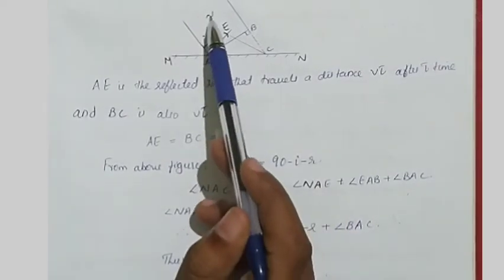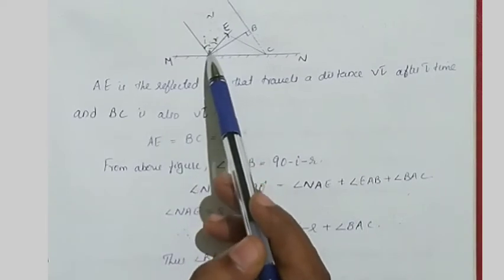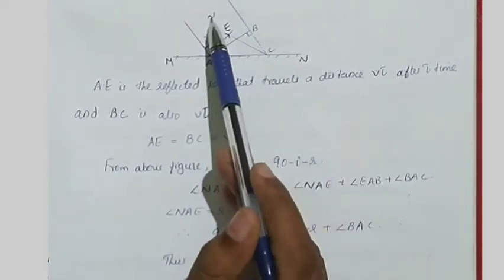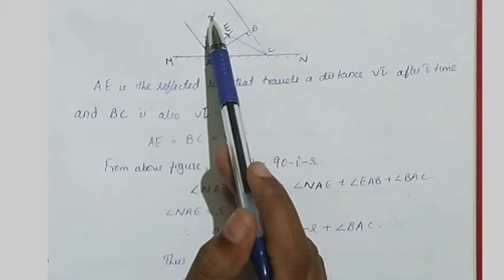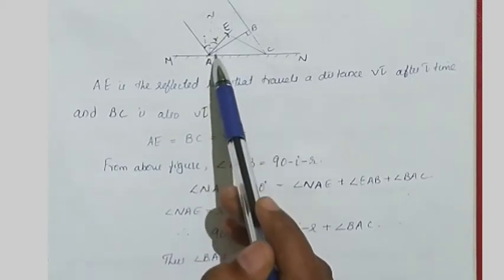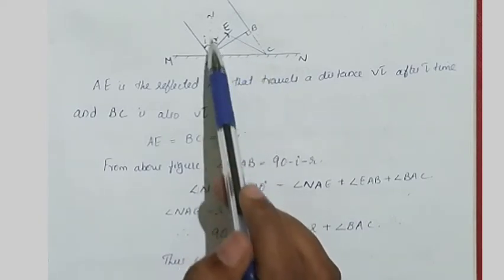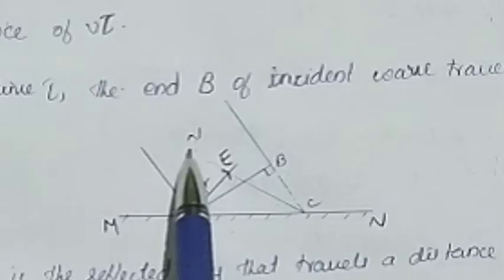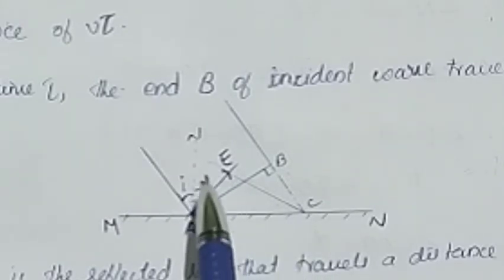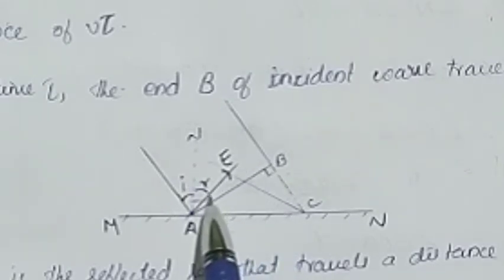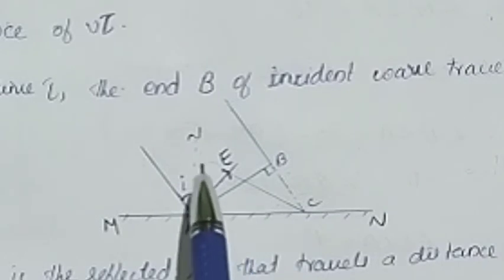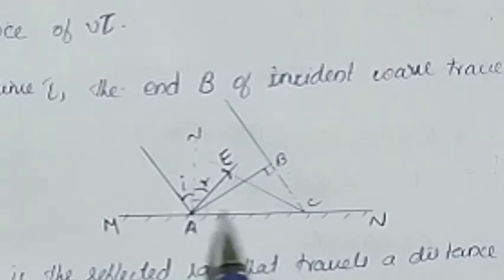And we know that N here is the normal at the point of incidence. Because of this normal, the angle NAC, that is the angle made by the normal with the plane, will be 90 degrees, and we know that the angle NAC consists of angle NAE, which is the angle of reflection, then comes angle EAB, which is 90 minus I minus R, and the remaining angle is angle BAC.